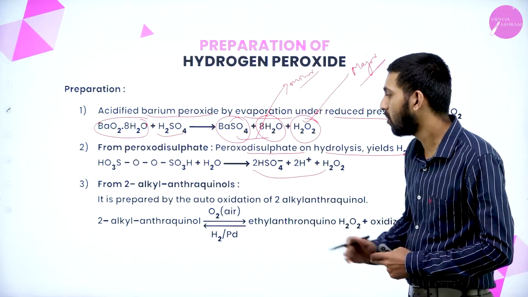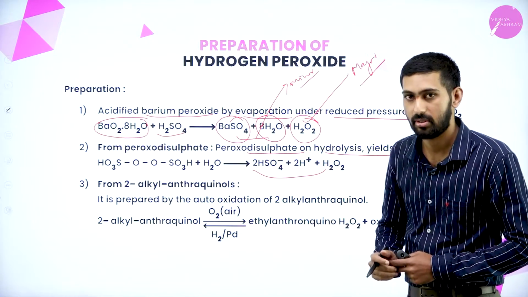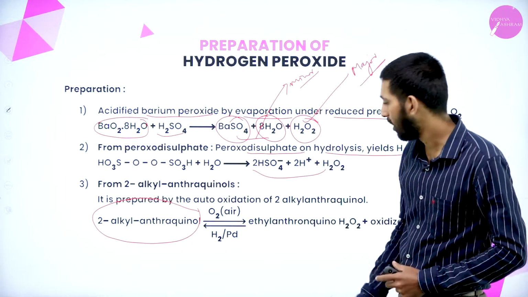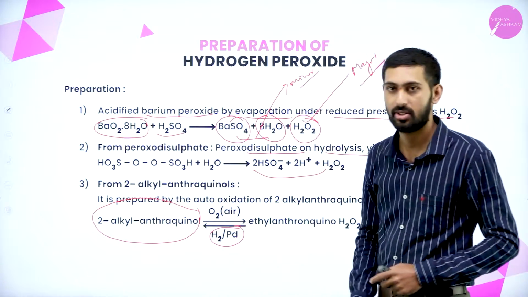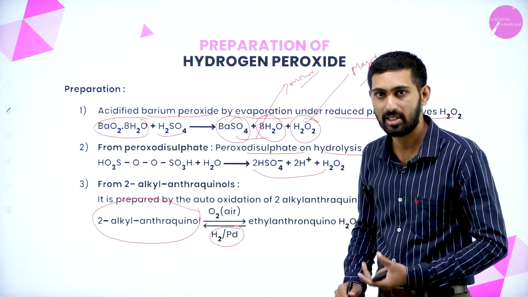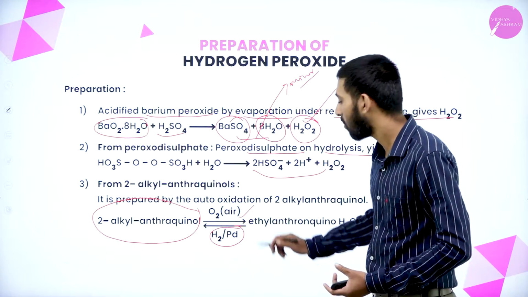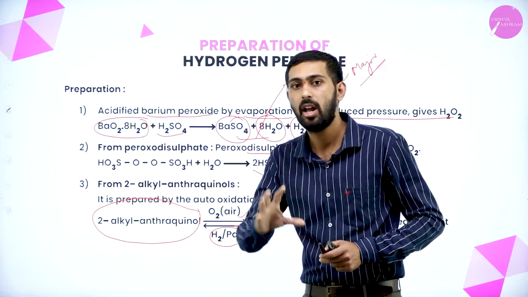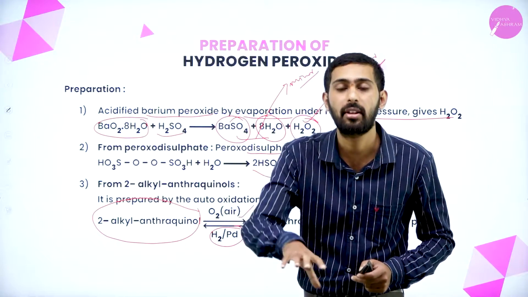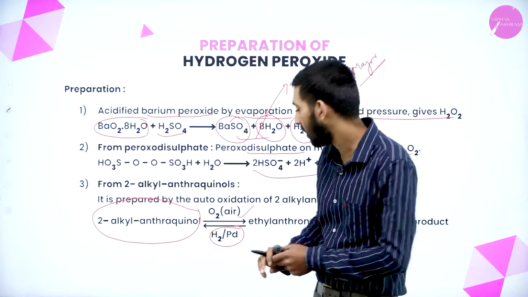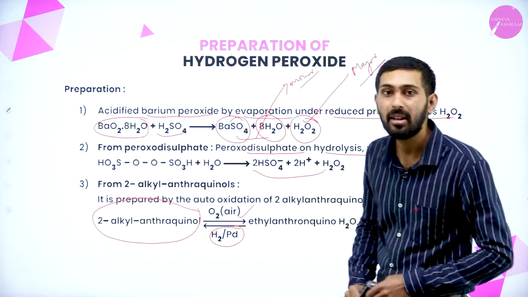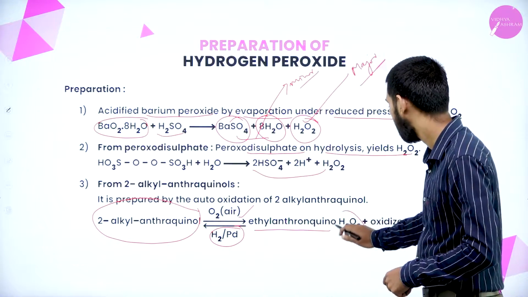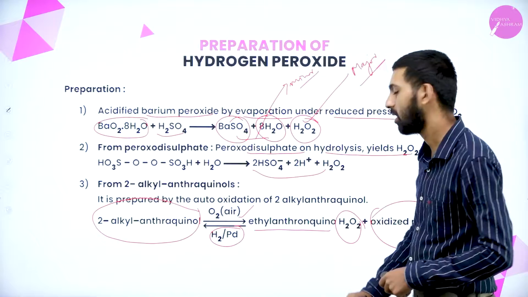Now let us take 2-alkylanthraquinone. We have to take 2-alkylanthraquinol and keep it in an open environment in the presence of a catalyst, palladium or hydrogen, and here O2 from air is written. So what will we get? We should think that we keep this chemical in an open environment in the presence of a hydrogen or palladium catalyst. Okay, we will get 2-alkylanthraquinone, hydrogen peroxide, and an oxidized product.